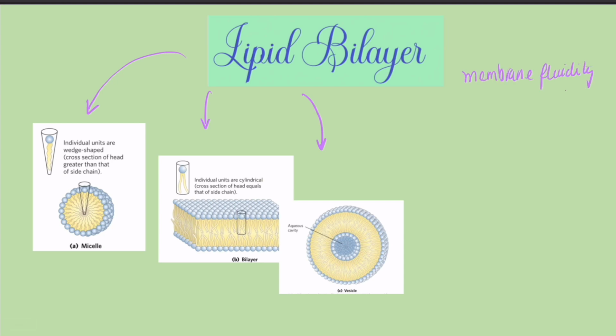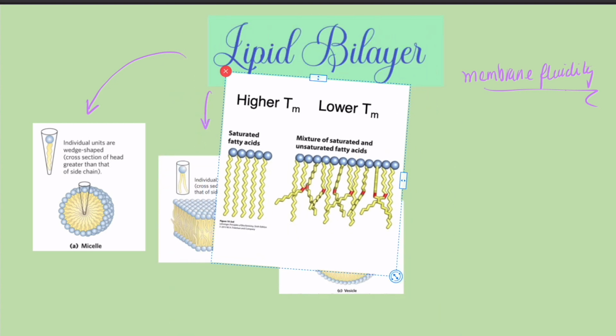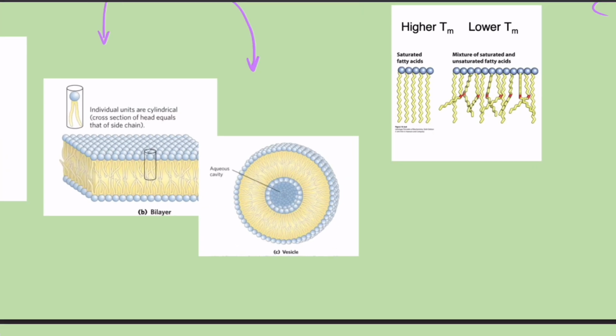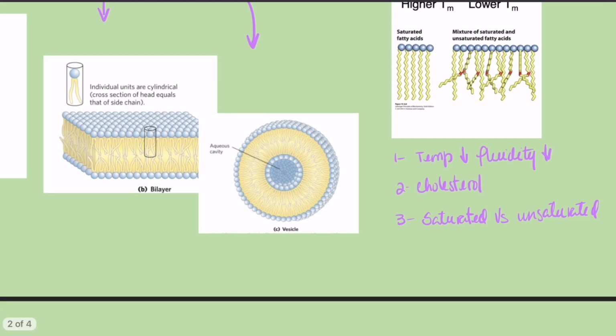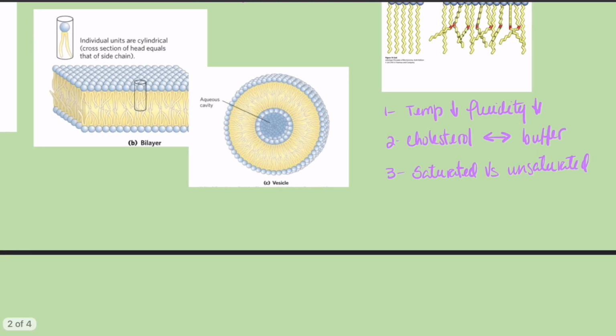Now, let's talk about membrane fluidity. There are three main factors we will take into account, and these are temperature, cholesterol, and saturated versus unsaturated fatty acids. As the temperature decreases, the fluidity of the membrane generally decreases as the fatty acids remain stable, and vice versa. Cholesterol influences the fluidity of the membrane in a bidirectional manner. At high temperatures, it decreases fluidity, and at low temperatures, it increases fluidity. It acts like a buffer since the goal is to keep the fluidity constant.